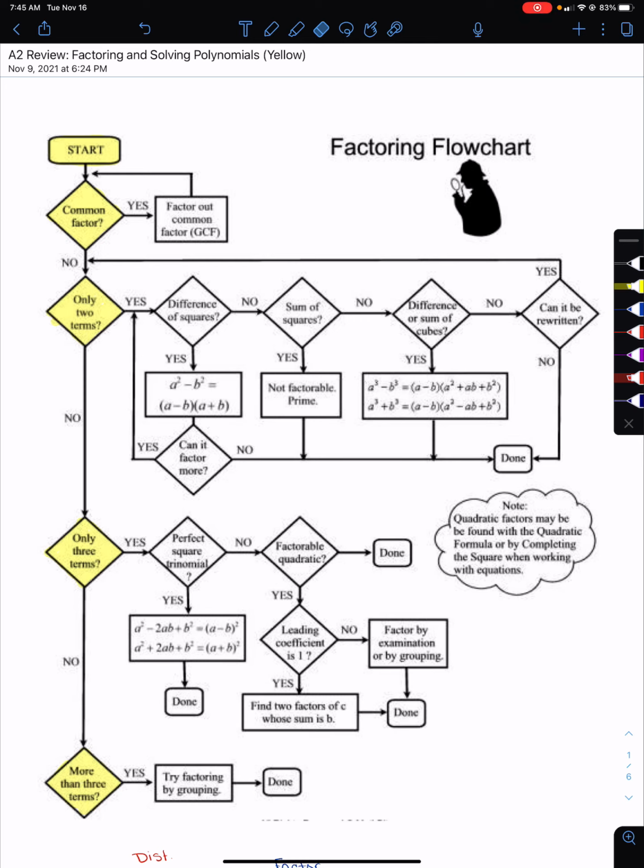Hi everyone. I know that you were working on the yellow packet yesterday and today in class, so I wanted to go ahead and do some of the examples on the yellow packet here. Okay, in the very front of the packet there is a factoring flow chart.